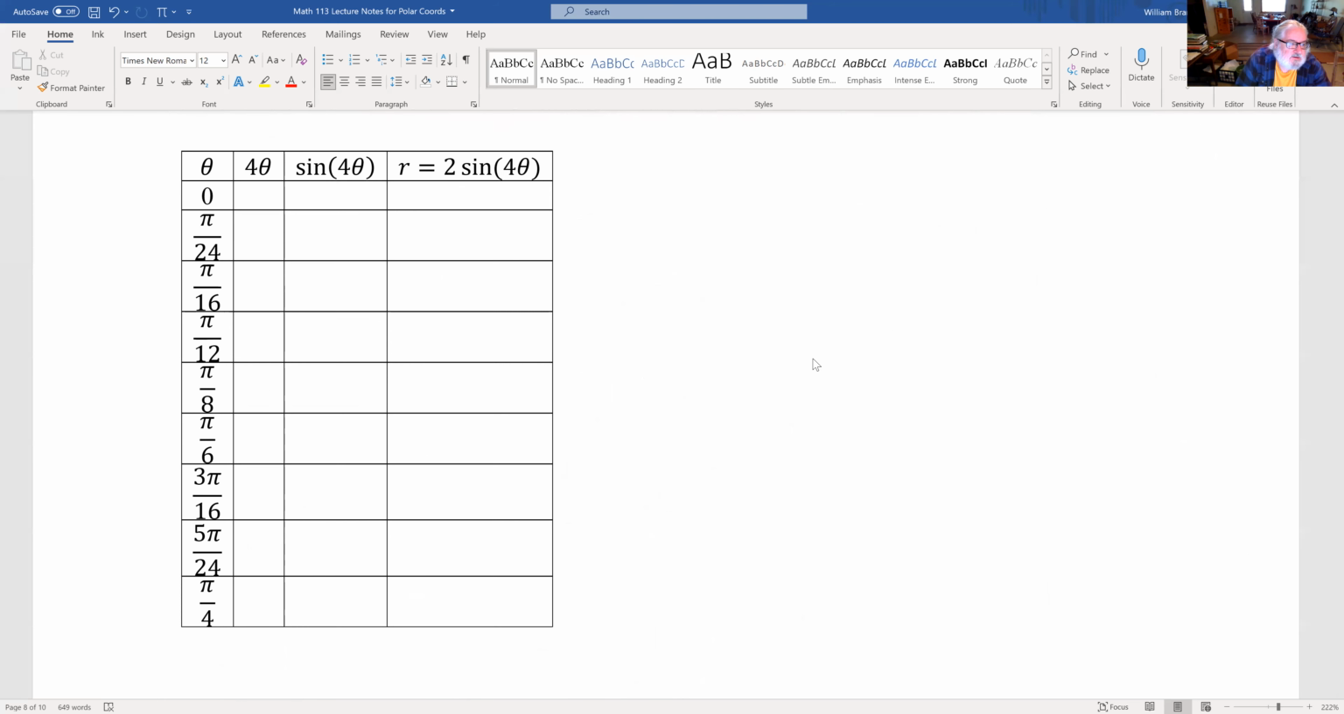So 4 times 0 is 0. 4 times pi over 24 is pi over 6, right? And pi over 6 is 30 degrees. 4 times pi over 16 is pi over 4. 4 times pi over 12 is pi over 3. 4 times pi over 8 is pi over 2. And we know the sines of these things. The sine of 0 is 0. Sine of 30 degrees is 1/2. Sine of 45 degrees is 1 over square root of 2.